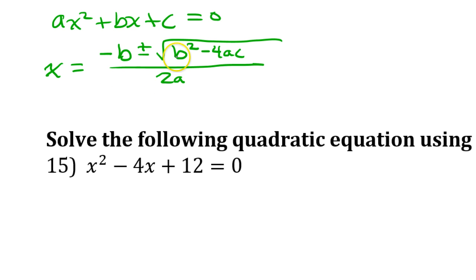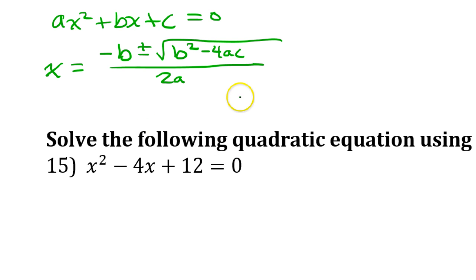And you have to memorize this. There's a little song that can help you, and it goes opposite of b plus or minus square root b squared minus 4ac, all over 2a. Now I could sing that a couple more times, but I'm not going to because this is a recording, and if you need to hear it again, you can just run it back a few seconds.